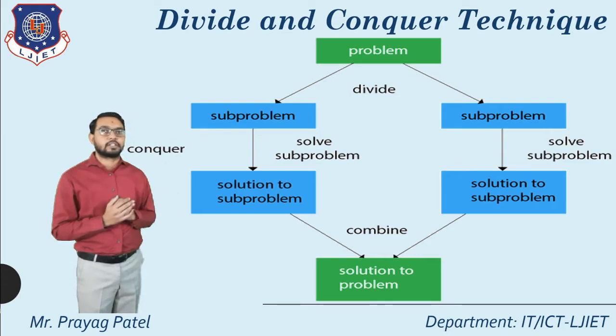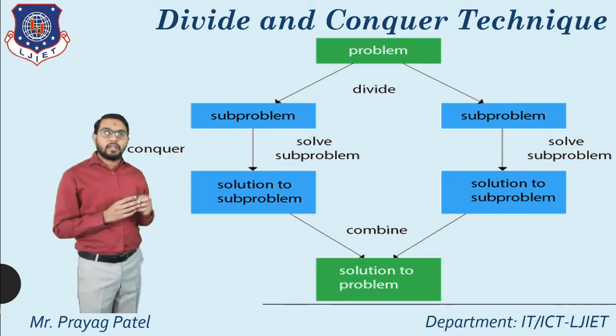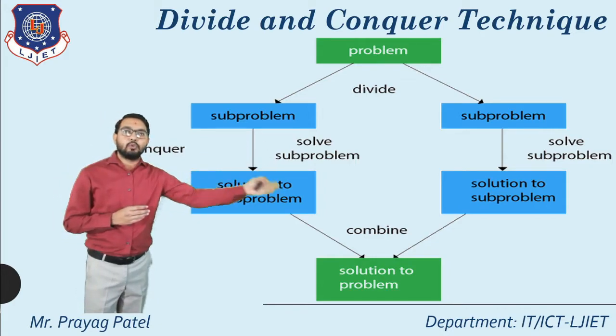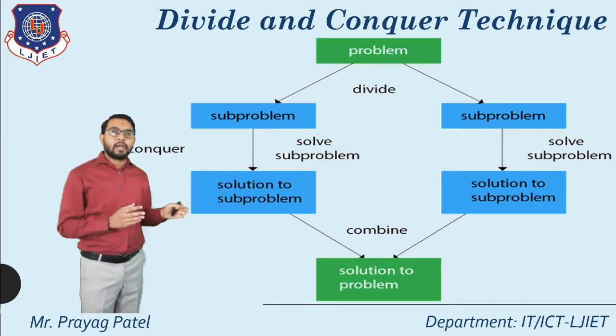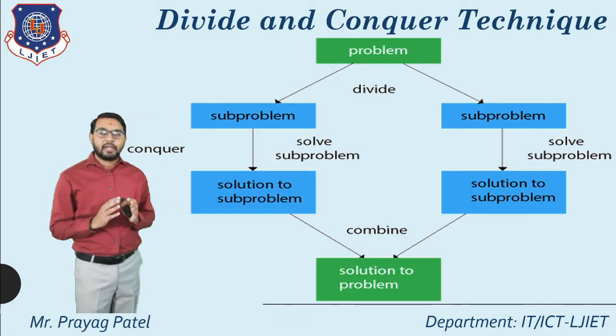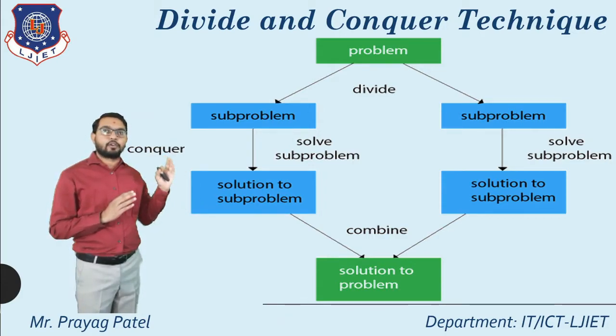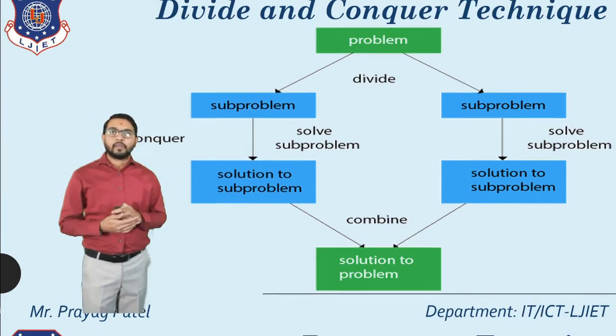Now after the conquer step, the third step is the combine step. After solving subproblem 1 and subproblem 2, you combine the results of these 2 subproblems. The combine step gives the solution of the original problem. So this is a simple strategy for solving any problem using the divide and conquer algorithm.